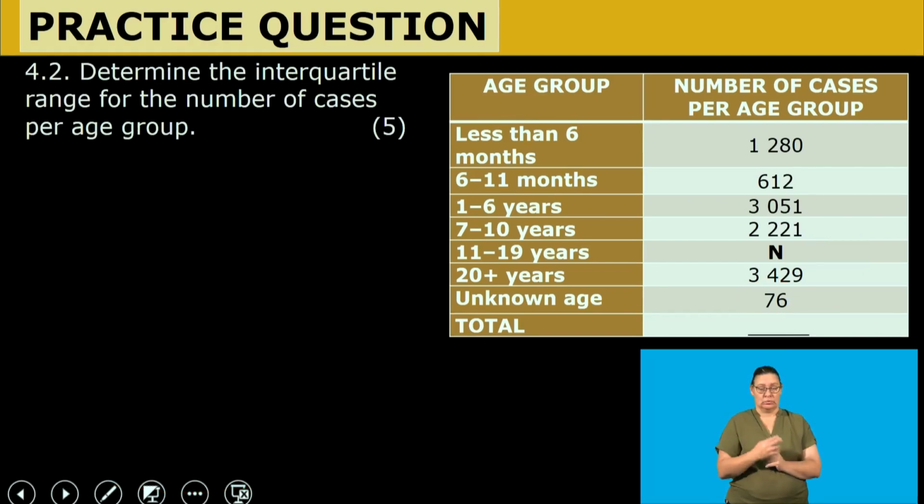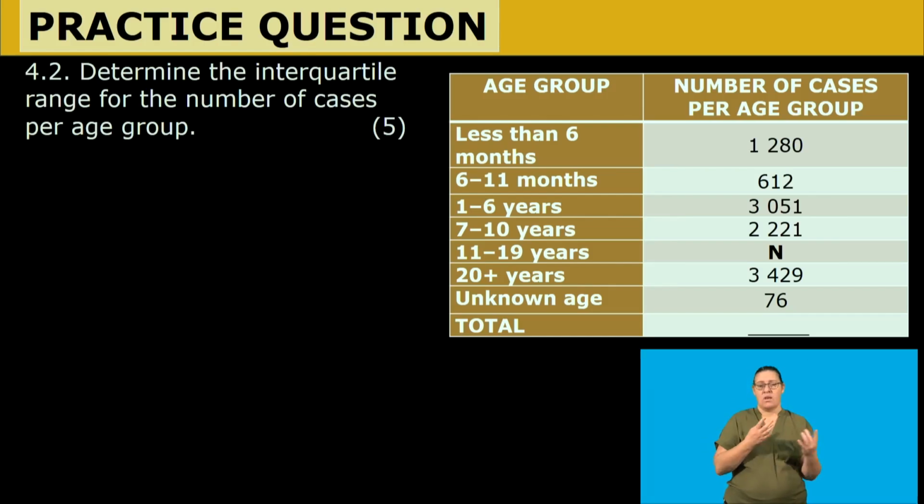4.2, determine the interquartile range for the number of cases per age group. Remember, what is the interquartile range? It is Q3 minus Q1. But before we can do that, we first have to arrange our data. So when we arrange our data, we have the smallest.